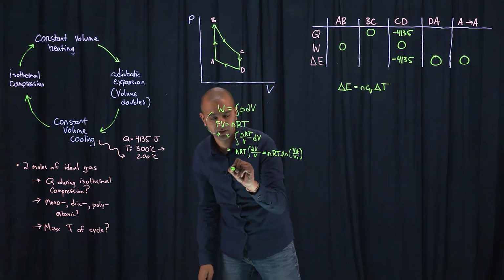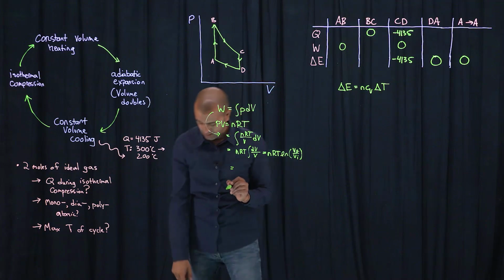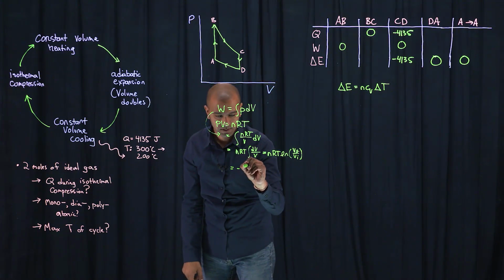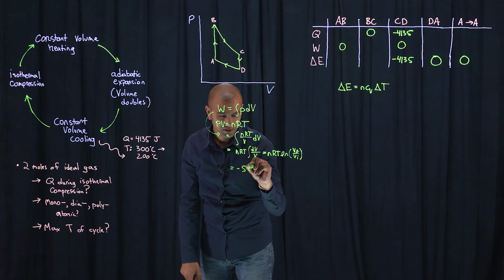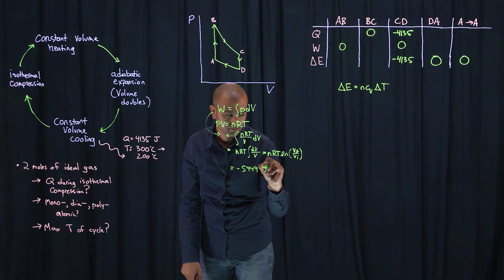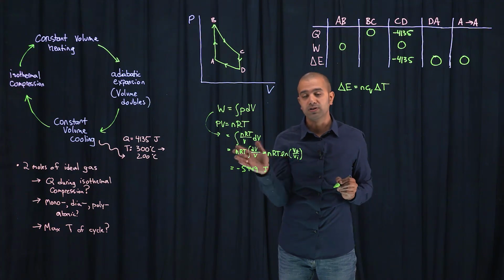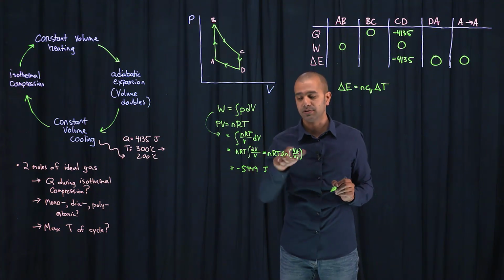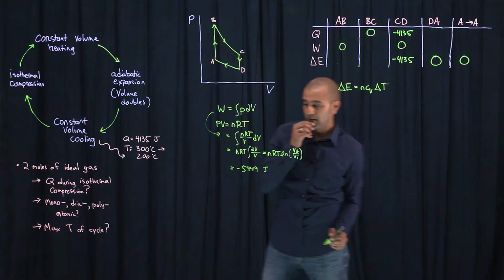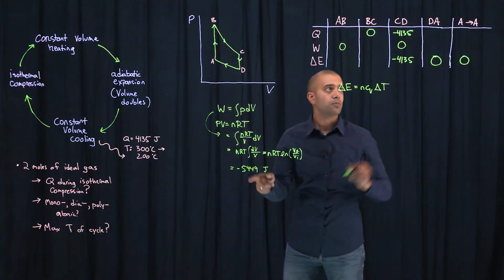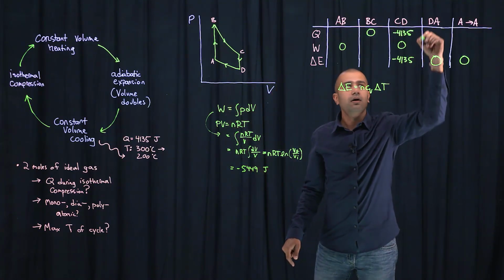So plugging in all those values, you'll find that the total amount of work done is minus 5,449 joules. Now be careful here, when you plug in temperature, it's got to be in Kelvin. When you subtract temperatures, you can use Celsius or Kelvin, but if it's a temperature by itself, it's got to be in Kelvin. All right, so we can plug that in over here. That's for the work done.